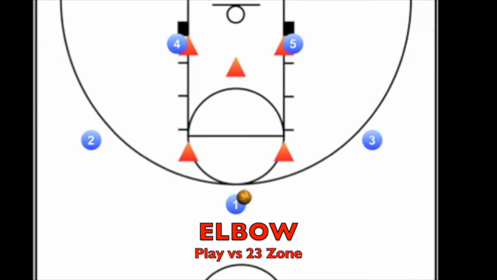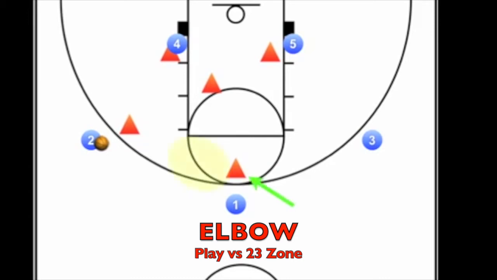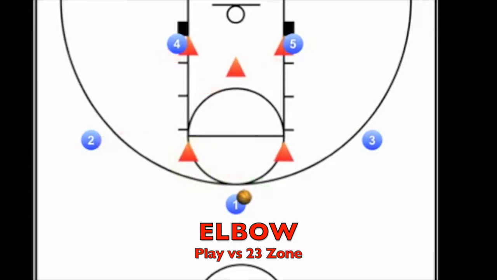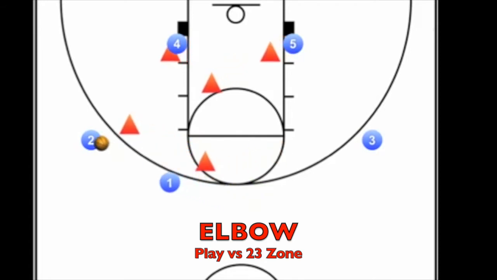The play starts with a guard to wing pass. If your guard is right-handed, you'll want this first pass to go to his weak side. The purpose of this pass is to rotate the top defender into this area. A strong cut towards the ball will often help in shifting this defender over.